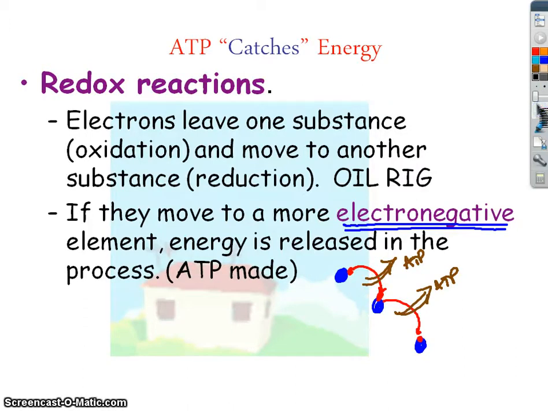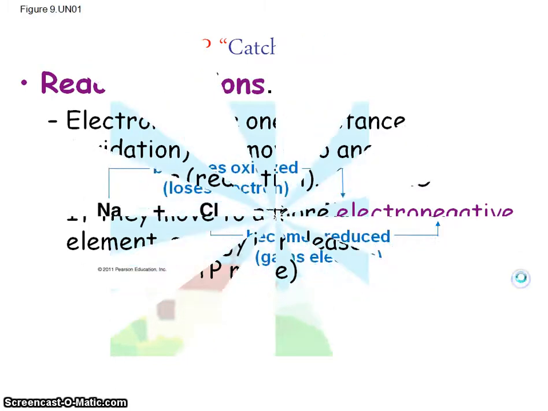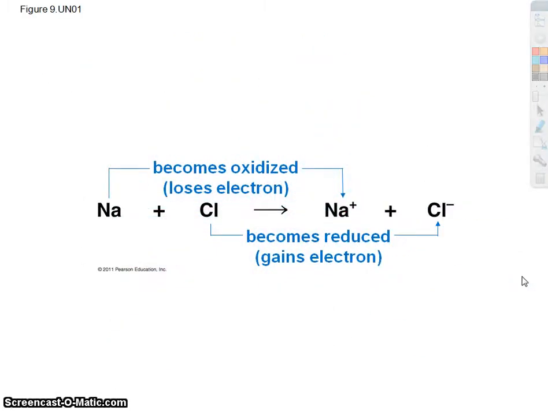So let's just take a look at a couple of redox reactions, and then we'll stop. All right, so here's a sample. If I was to give you a very simple reaction like this, here's what you would need to know. If I ask you what is oxidized in this reaction, you'd want to find what lost an electron.